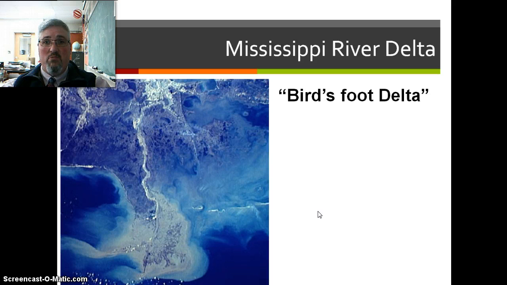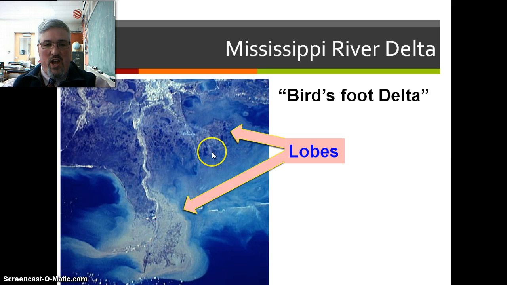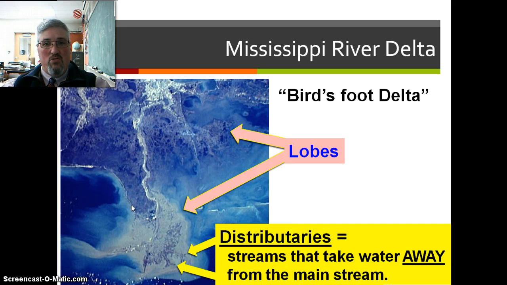Here's an example. Here's the Mississippi River Delta. It's called a bird's foot delta. The main channel comes down through here, and then you have actually little mini deltas. They're called lobes. Those lobes form where you have what are called distributaries. Distributaries take water away from the main stream. Tributaries contribute water. Distributaries take water away.